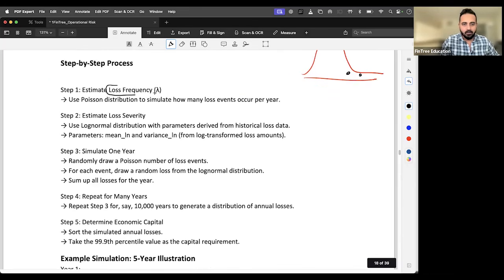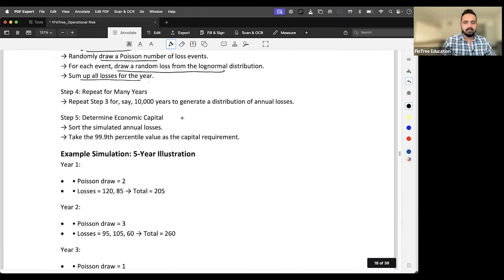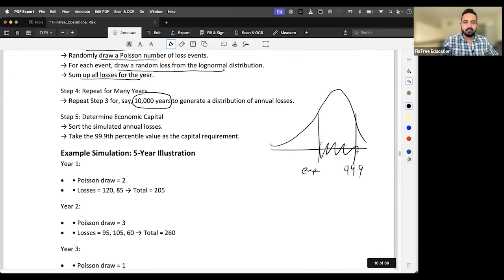Step number one, estimate loss frequency using Poisson distribution. Step number two, estimate loss severity using log normal distribution. Of course, you need the parameters mean ln and variance ln, which is the log transformed amount. Then step number three, simulate a 1 year return: random draw from Poisson, random draw from loss distribution, sum of the losses. Then repeat the process 10,000 times. Once you've repeated the process 10,000 times, you get a distribution like this. Take the 99.9th percentile, take the expected loss, take the difference, job done.